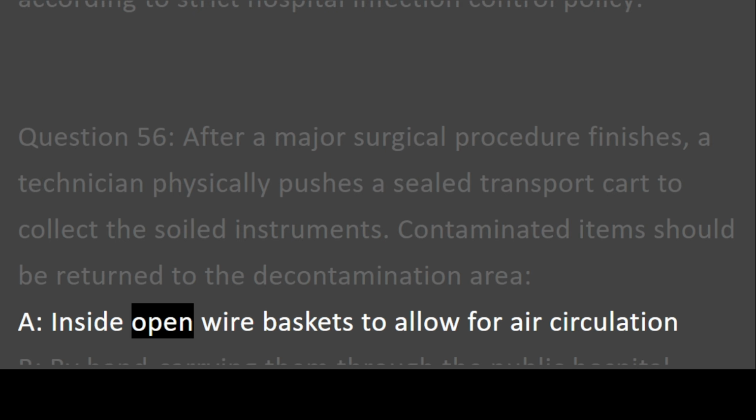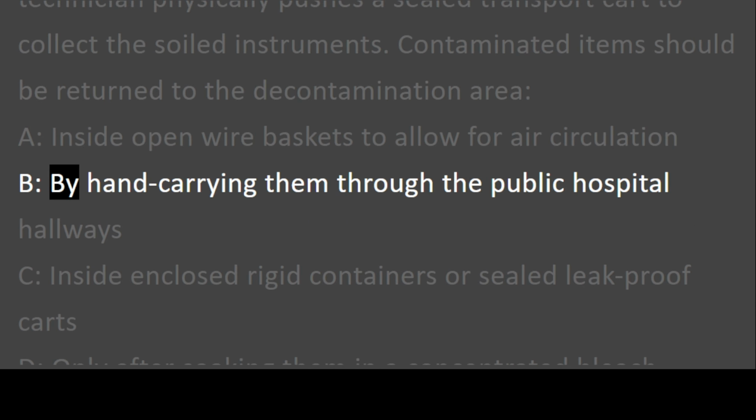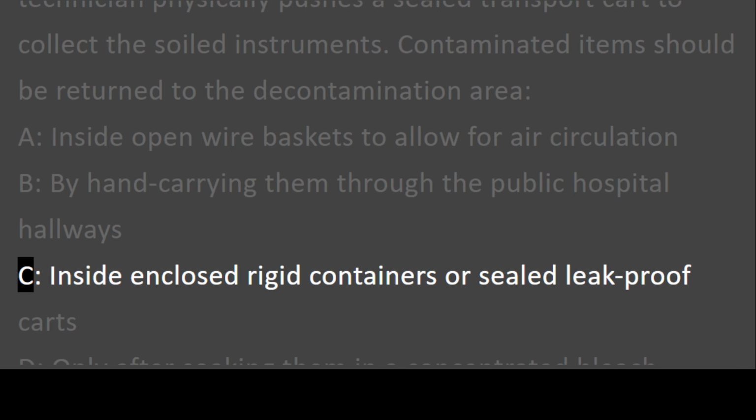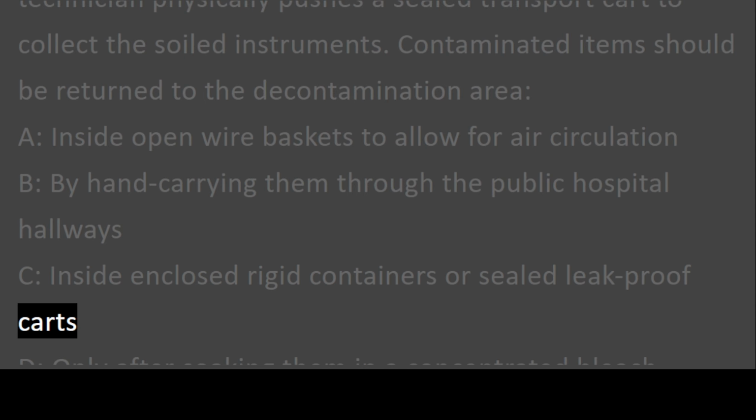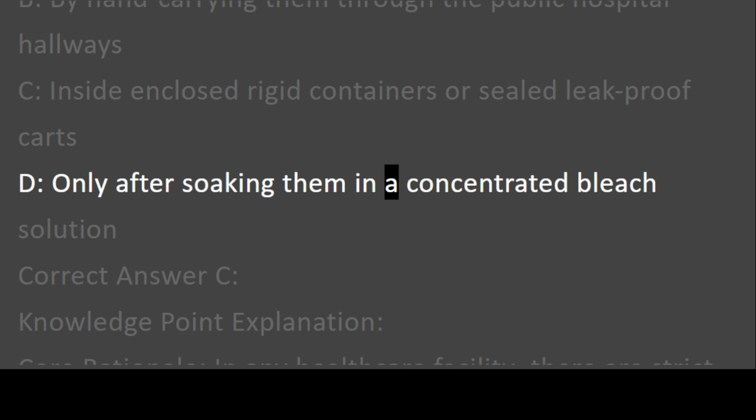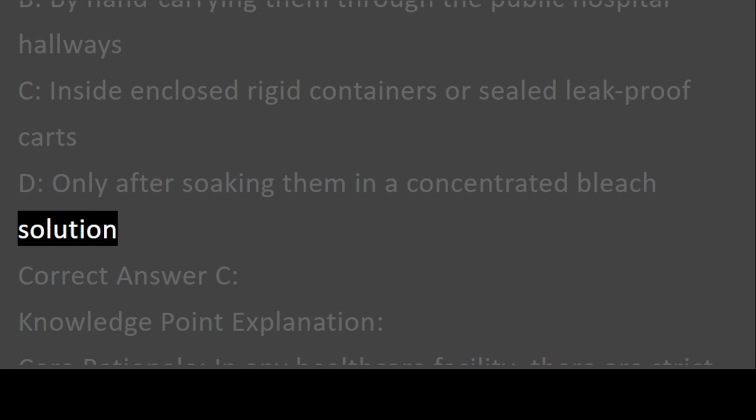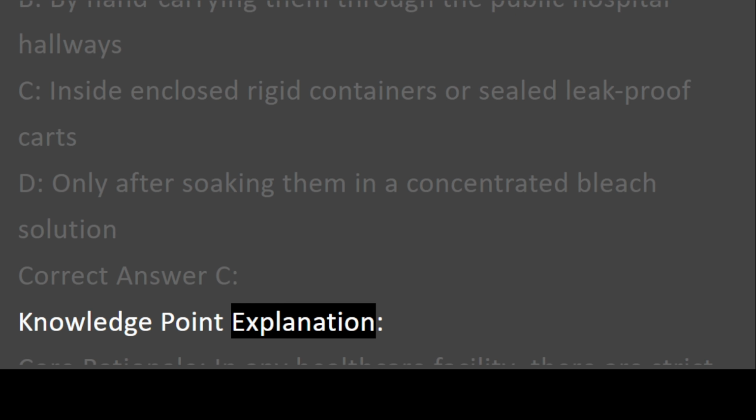A. Inside open wire baskets to allow for air circulation. B. By hand carrying them through the public hospital hallways. C. Inside enclosed rigid containers or sealed leak-proof carts. D. Only after soaking them in a concentrated bleach solution. Correct answer C. Knowledge point explanation.